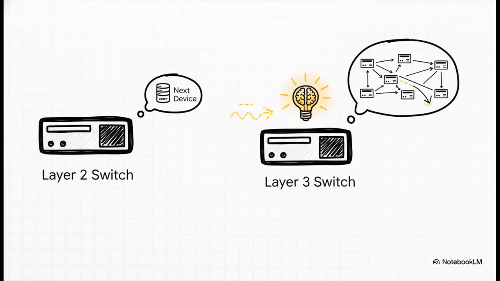And that's the key takeaway. A layer 3 switch is just plain smarter. It's really a high-speed switch and a router combined into one device. It doesn't just ask, who's my immediate neighbor, like a layer 2 switch. It asks, what's the best path across the entire internet to get this data to its final destination? It can make those big picture routing decisions. That's something a layer 2 switch could never do.